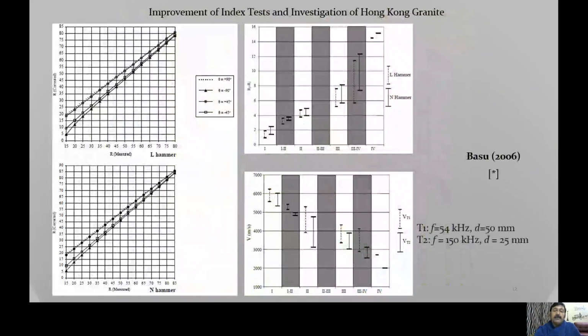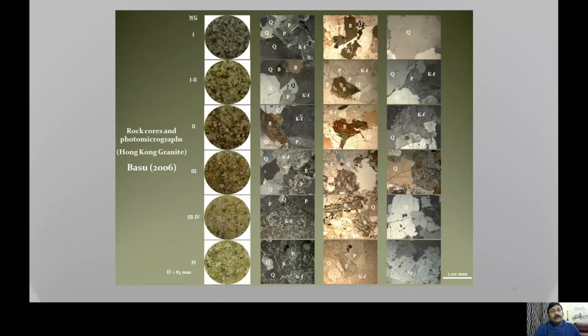Now the problem with this kind of weathering grade categorization is that it is very subjective in nature, and therefore there should be some quantification methods that should accompany such categorization, and index tests are possibly the best way to be accompanied with this kind of classification systems.